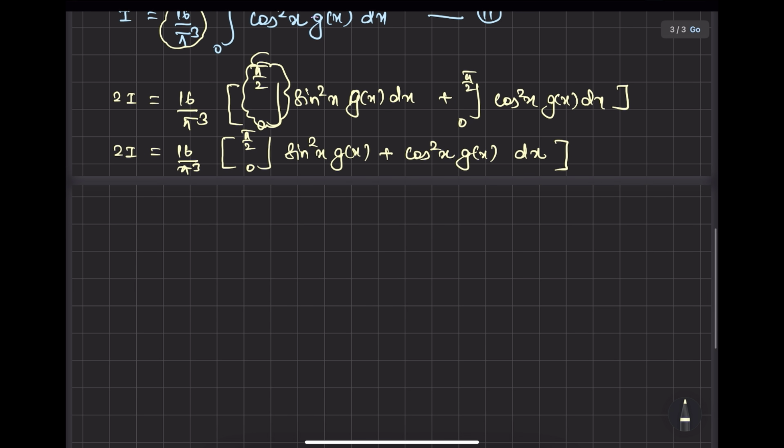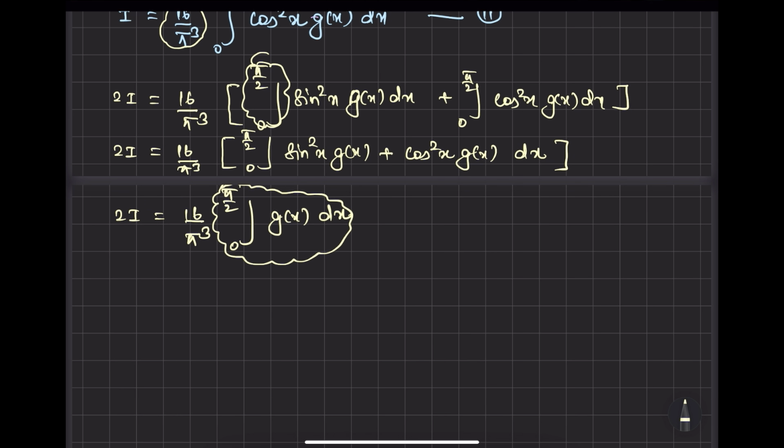Now can I write 2I equals 16 by pi cube, integration from 0 to pi by 2. I will take g of x common. So if you take g of x common, you will be left with sine square x plus cos square x, which will become 1. So it is g of x dx. Okay, now you have to integrate your g of x function from 0 to pi by 2, and then you will get your things done.